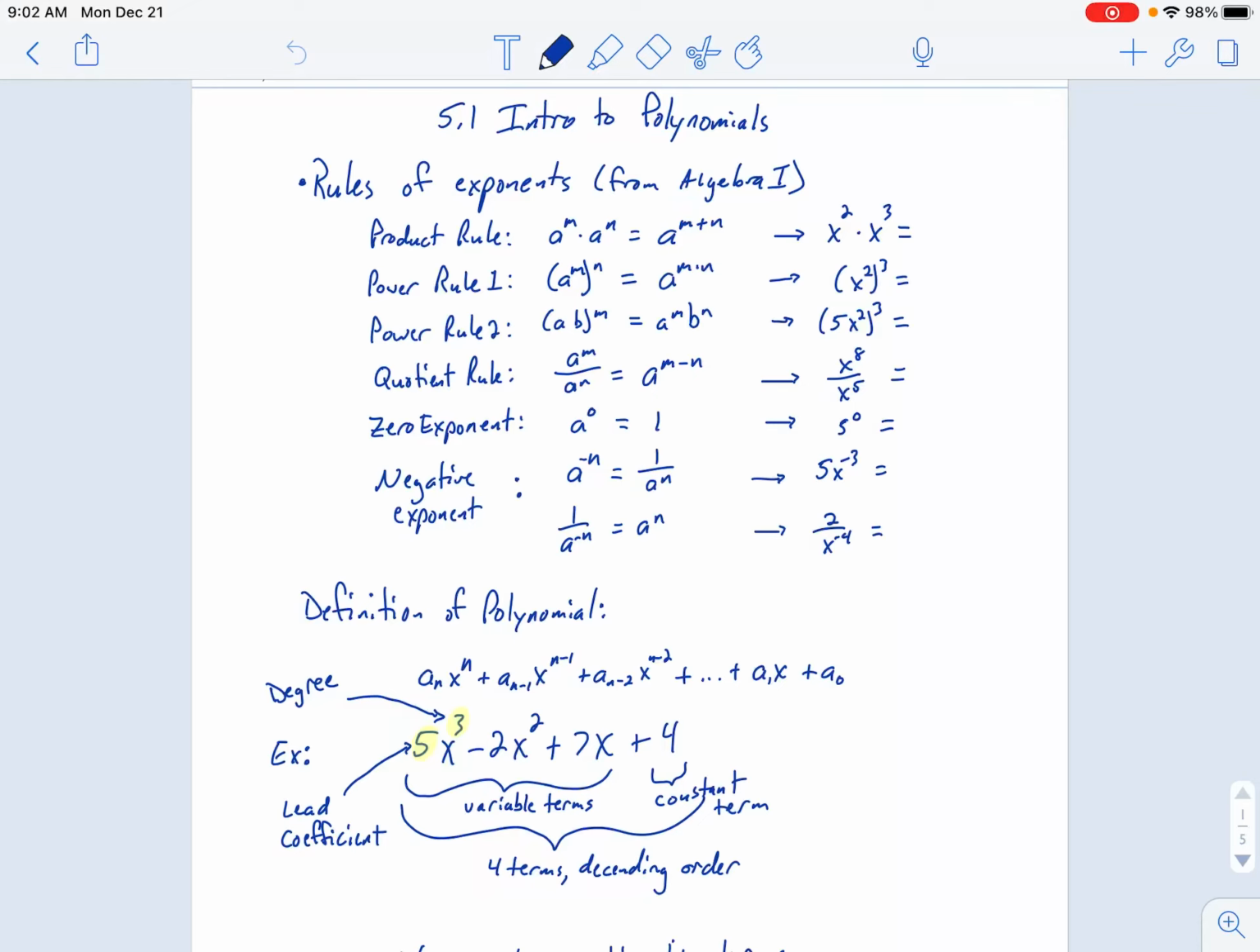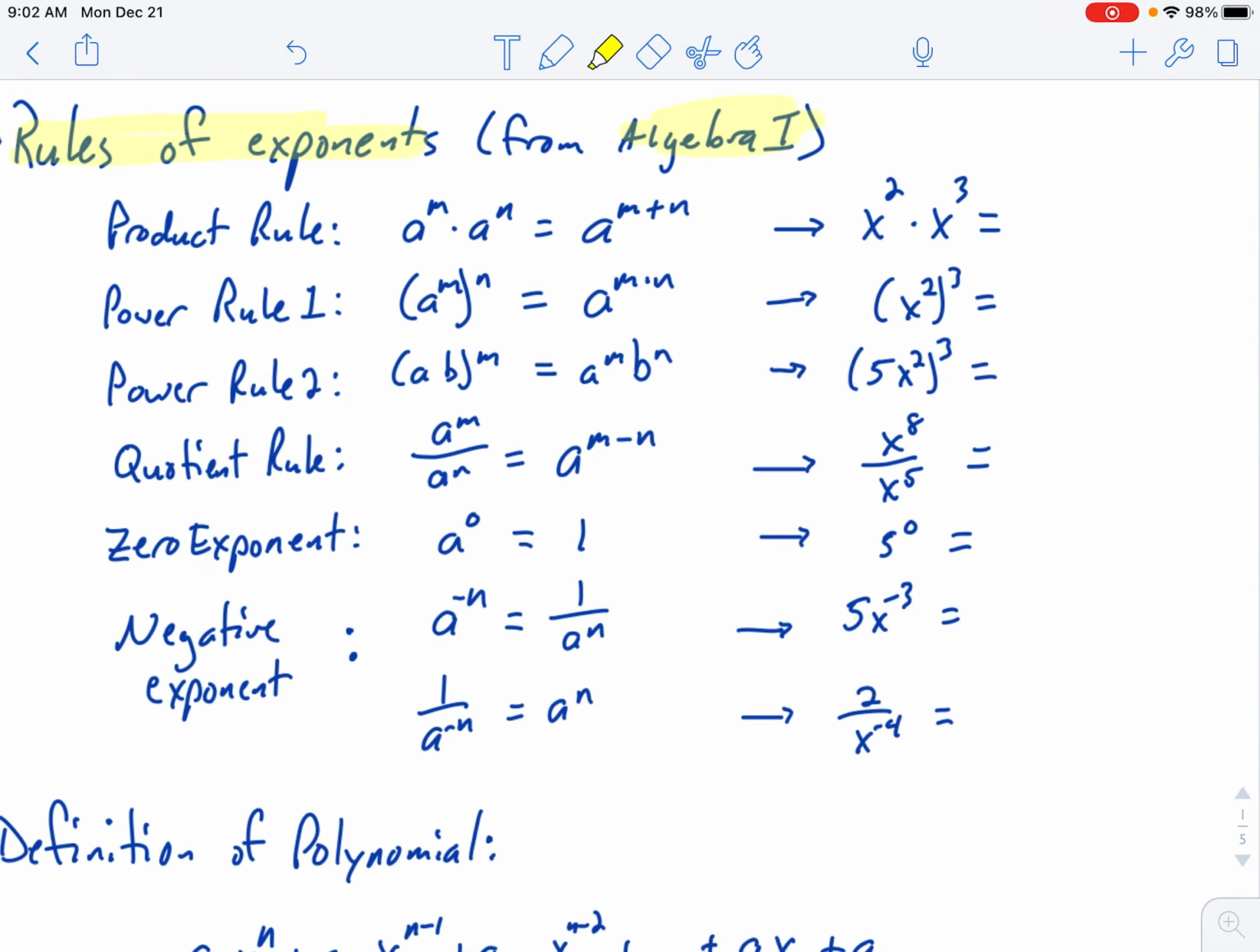Hey, hello, welcome back. So we are starting a new unit. This will be Unit 5. 5.1 is Introduction to Polynomials. And a big section of 5.1 is rules of exponents, which you learned in Algebra 1. So this should be a review. So the rules of exponents are as follows.